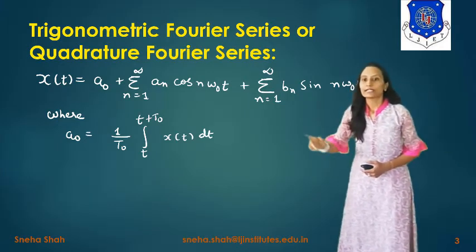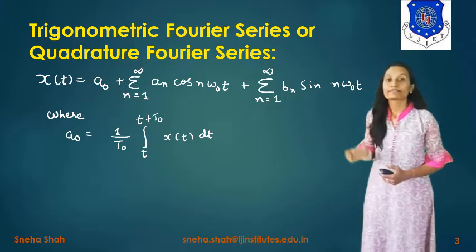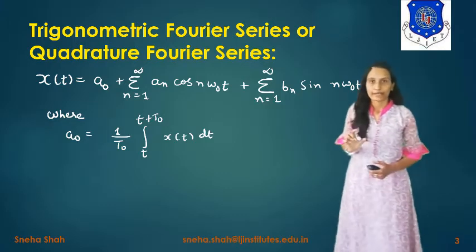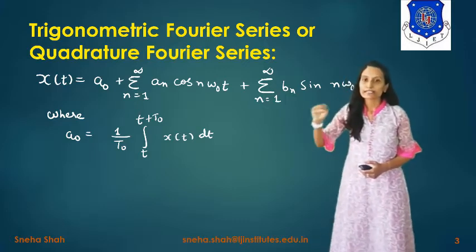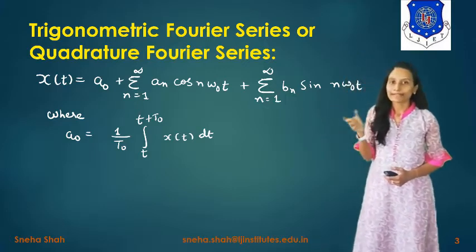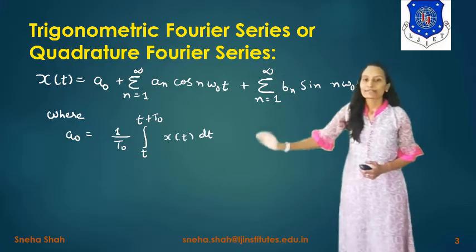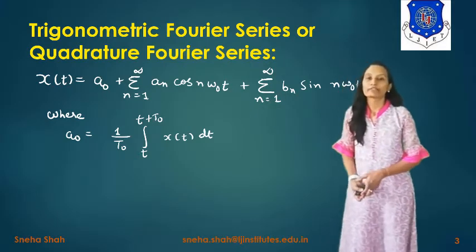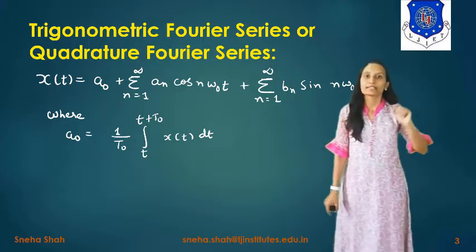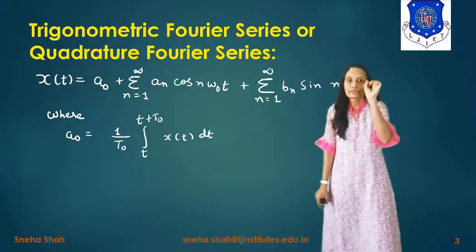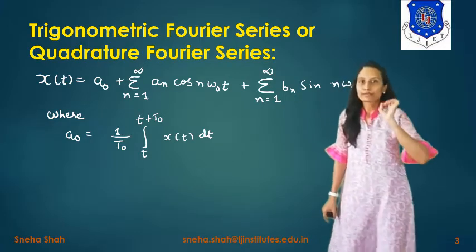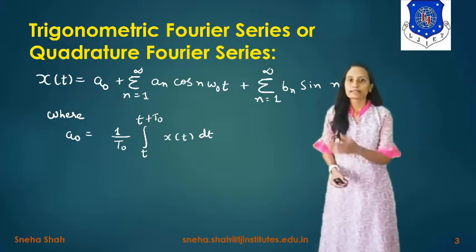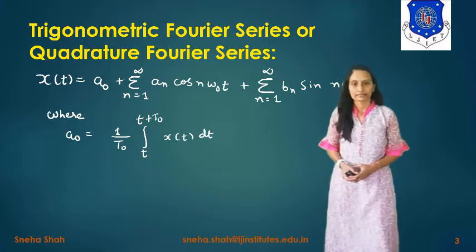In this equation, t0 is the fundamental duration, which is the repeating duration. Instead of t0 we can also take capital T. And instead of the range t to t plus t0, we can also take any range of one repeated duration, like 0 to T or minus T by 2 to T by 2 likewise. So according to the situation, this range can be changed.